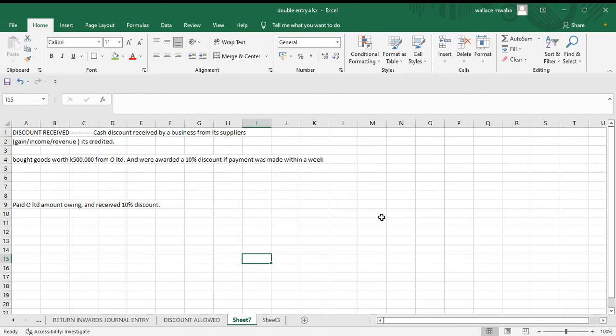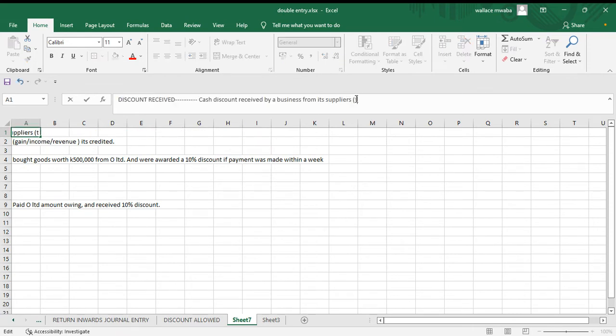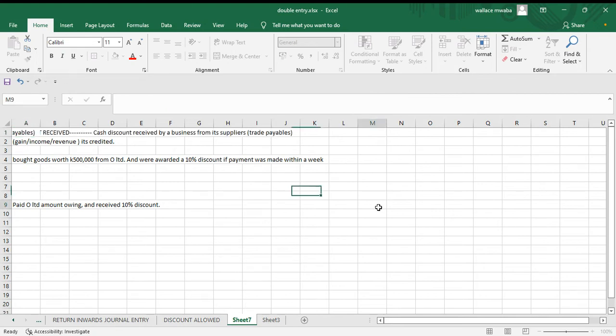So here's an example. We bought goods worth 500,000 from All Limited and were awarded a 10% discount if payment was made within a week. So we bought goods, purchases. The two accounts are purchases and our trade payables, because discount received involves trade payables. So I'm putting here trade payables.